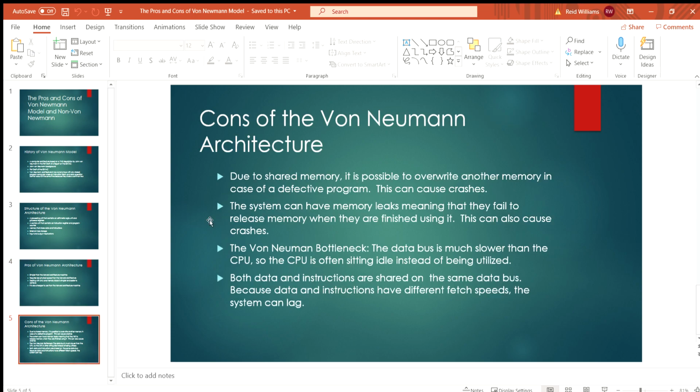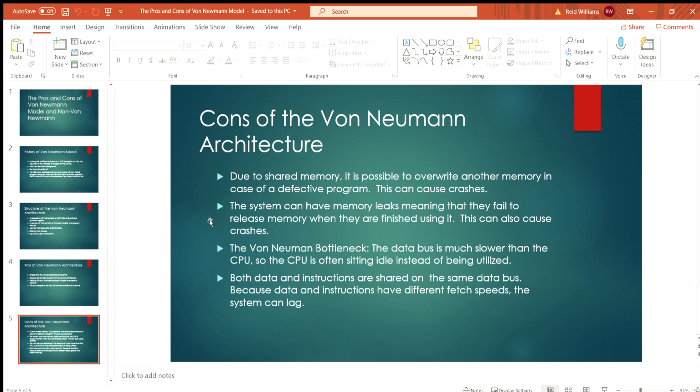But all of this comes with cons, which certainly does have cons. Due to shared memory, it's possible to overwrite another memory. If you have a defective program, which can be pretty rough, it can cause crashes. Systems can also have memory leaks that fail to release memory when they're finished using it. This also can cause crashes, as you can imagine.